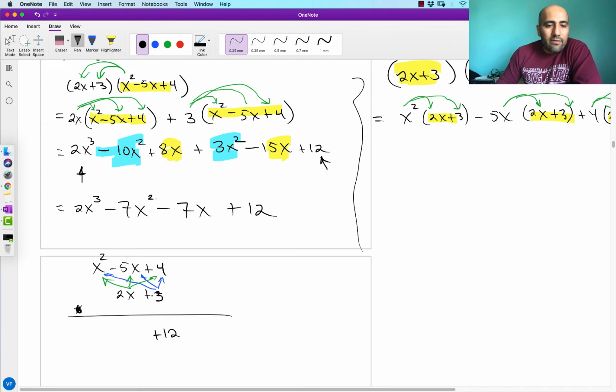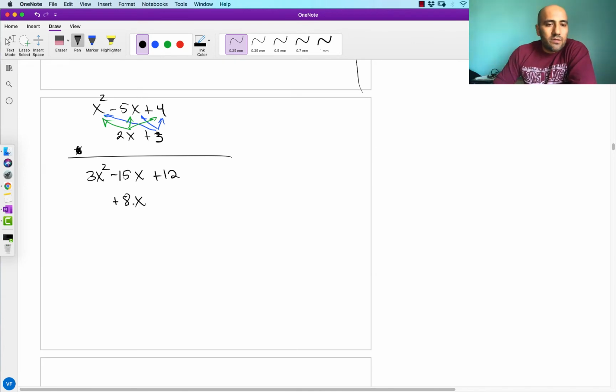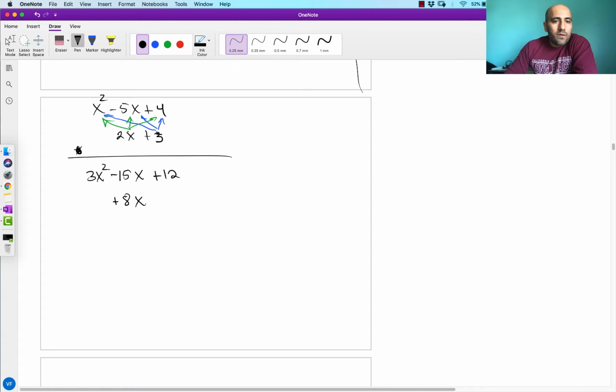And then we're going to have these two terms. That's going to be negative 15x. And then these two, which is going to be positive 3x squared. Good. Then 2x times 4 makes it positive 8x. And I'm just going to stick it underneath this one since I know that the next step is going to be to combine like terms. So the next one is going to be negative 10x squared. I'm going to put it underneath that one. And finally, we have this 2x cubed.